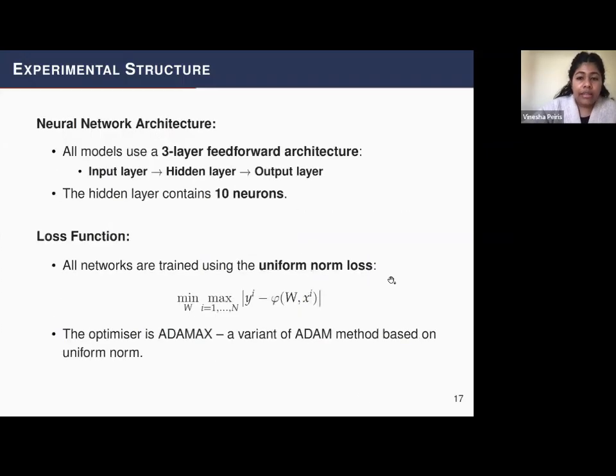Okay, so let's have a look at the experimental structure. Every neural network is a three-layer network: an input layer, just one hidden layer, and the output layer. The hidden layer contains 10 neurons, and the loss function is based on the uniform norm loss. Now for the optimizer, because we were using TensorFlow and we didn't want to customize our optimization techniques, we use Adamax, which is a variant of Adam based on the uniform norm. So we were using Adamax as the optimizer to optimize the weights and the other variables of the neural network.